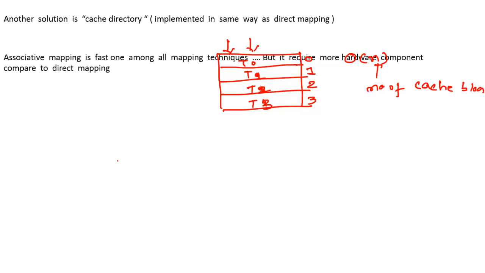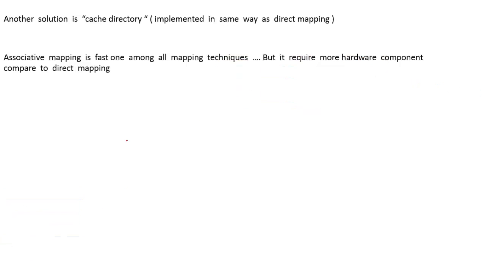Okay, let me clear that. So, is associative mapping the fastest one among all mapping techniques? Yes, that's true. Among direct mapping, set associative and associative, associative is the fastest one. But it requires more hardware components compared to direct mapping and set associative, of course. So obviously you have seen that we are using the tag comparators, and the number of memory blocks in cache memory is equal to the number of tag comparators that we will use in case of associative mapping. So the hardware requirement will be more, obviously.